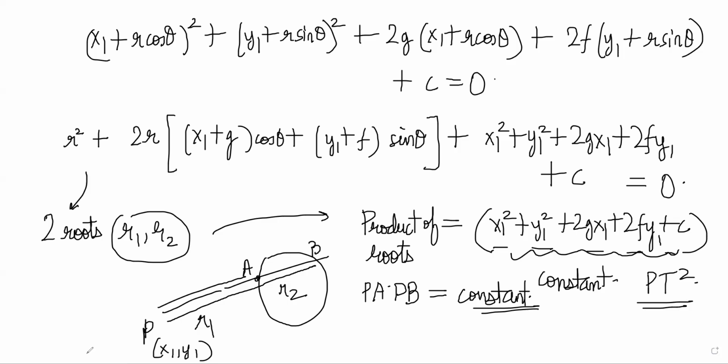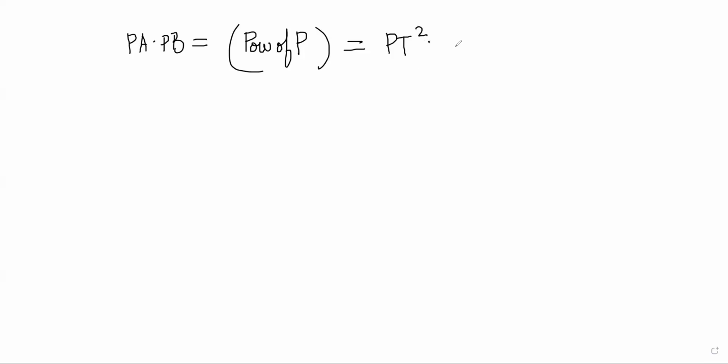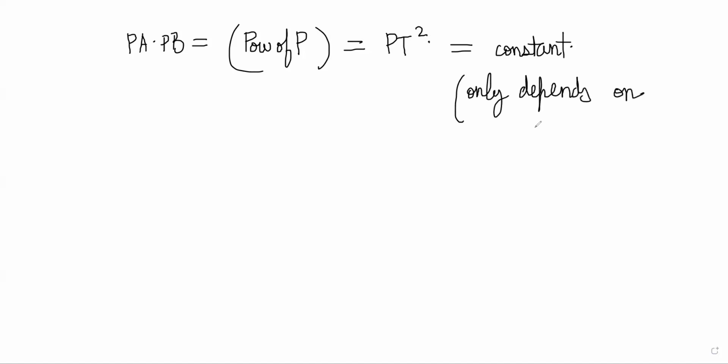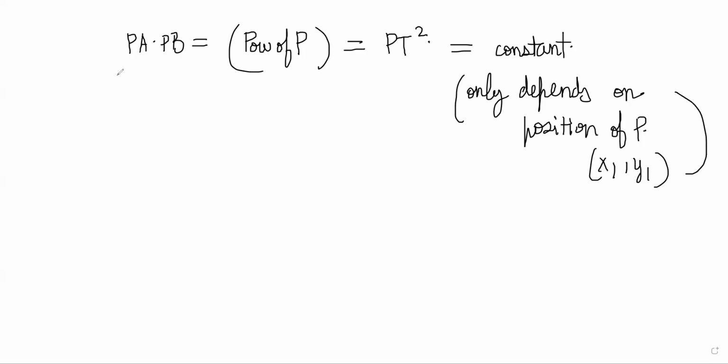So finally, combining both the things that we have learned just now, PA times PB is equal to the power of point P, which is PT². And it is constant because it only depends on the position of point P, (x1, y1), right? So PA times PB is constant, and that is the result that will be very useful.